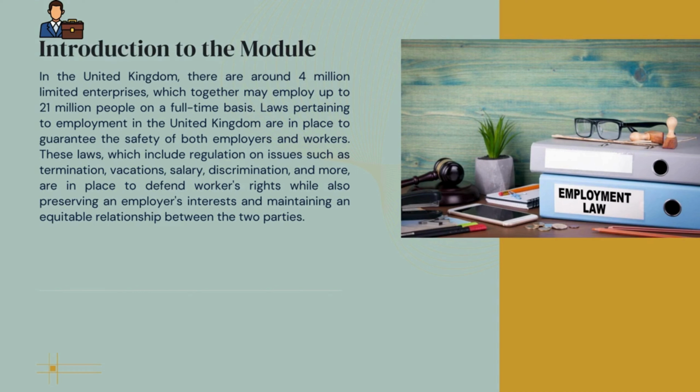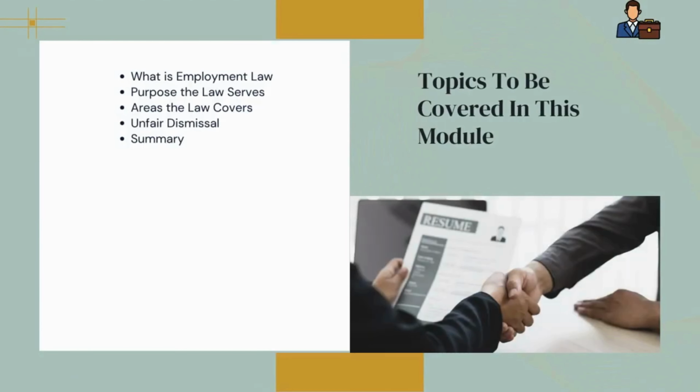on a full-time basis. Laws pertaining to employment in the United Kingdom are in place to guarantee the safety of both employers and workers. These laws, which include regulation on issues such as termination, vacations, salary, discrimination, and more, are in place to defend workers' rights while also preserving an employer's interests and maintaining an equitable relationship between the two parties. Topics to be covered in this module.